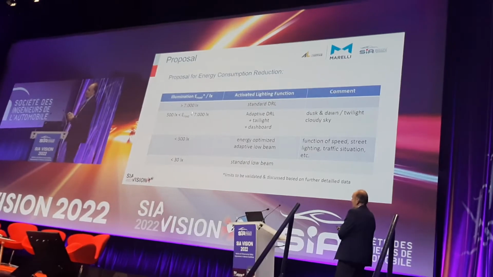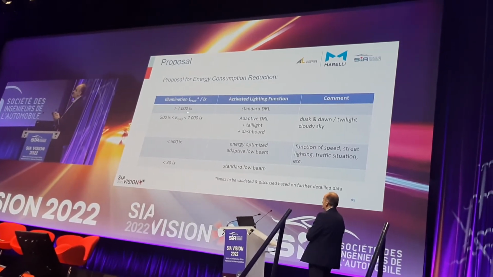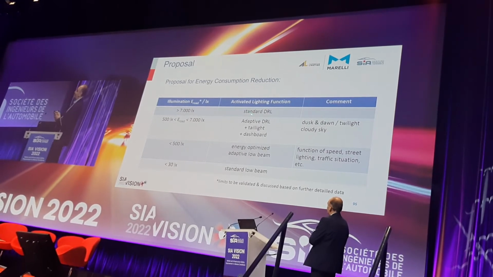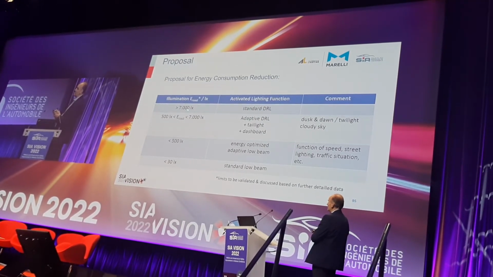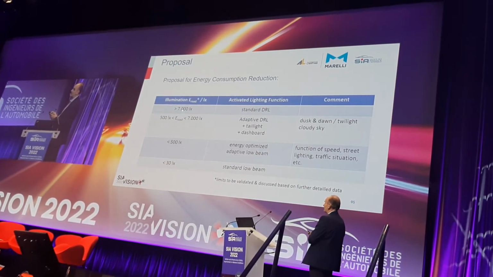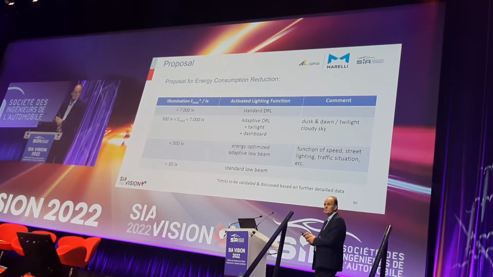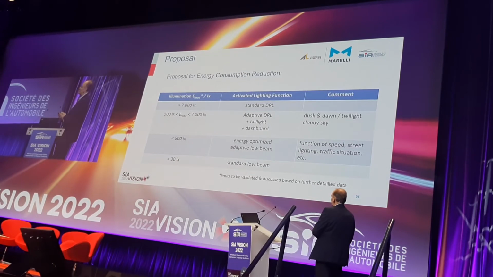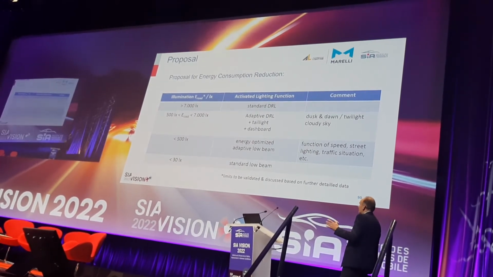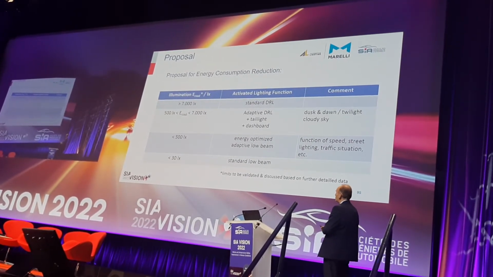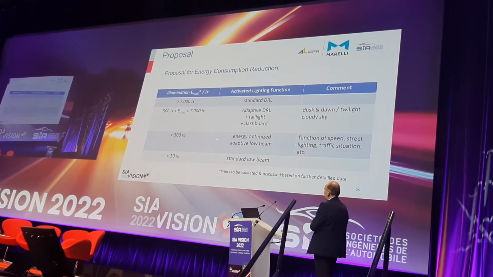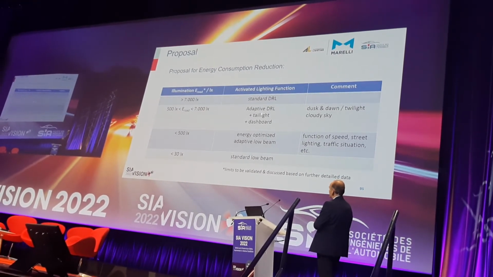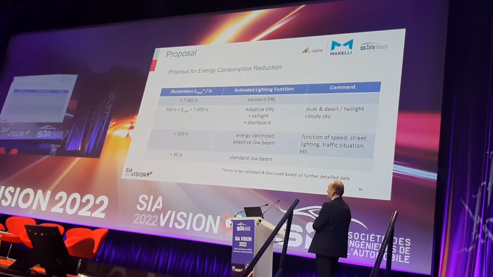Coming from the high intensities, 7,000 lux today is the switching point: with 7,000 lux on the ground, the low beam has to be switched off in the automatic mode, and we switch to the full DRL. That makes sense, though this limit might be adapted a little. The proposal is to have an adaptive DRL between 500 and 7,000 lux.